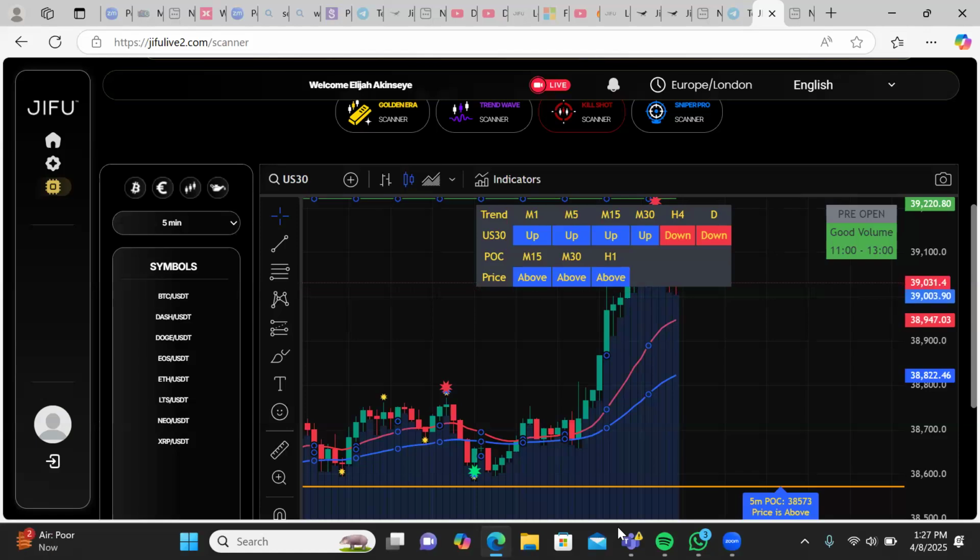I'll still write all this out and give it to you so that you know how to check them yourself. But I want to teach you so you know when to take a trade or to abandon it. Because I don't want you to have all these tools and still be packing money. So now it's telling us above. Can you see it? POC is above on 5 minutes. Price is above 38,573, the 5 minute POC's price is above.